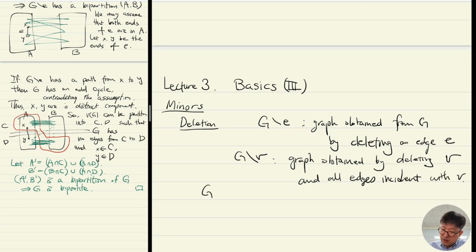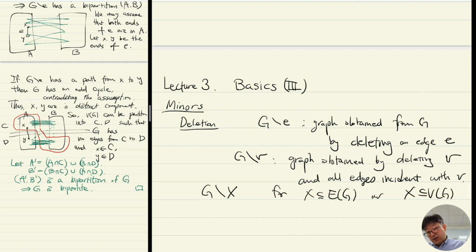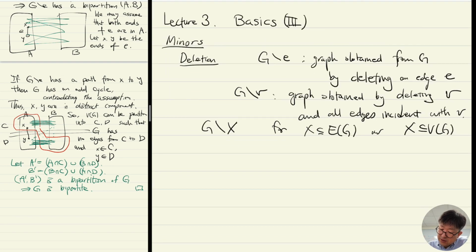Sometimes we just write G delete X for some set X, which is a set of edges, or some set X of vertices. That is the same as saying we delete all vertices in set X or all edges in X. So that's a deletion, right? If we have a house, and if I have an edge E, then when I delete it, we end up with a graph like this.